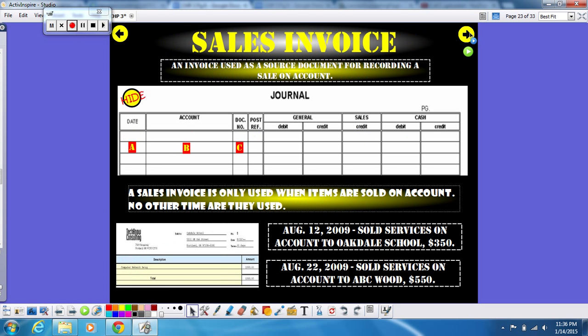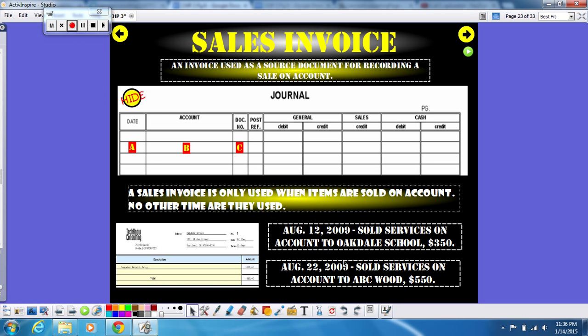Last thing on this page of notes. So we have a sales invoice. An invoice is used as a source document for recording a sale on account. Okay, so if we make a sale to somebody else and they owe us money, use a sales invoice. Alright, here it says when you use it. A sales invoice is only used when items are sold on account. No other time are they used. None, period. Alright, so you need to know that.